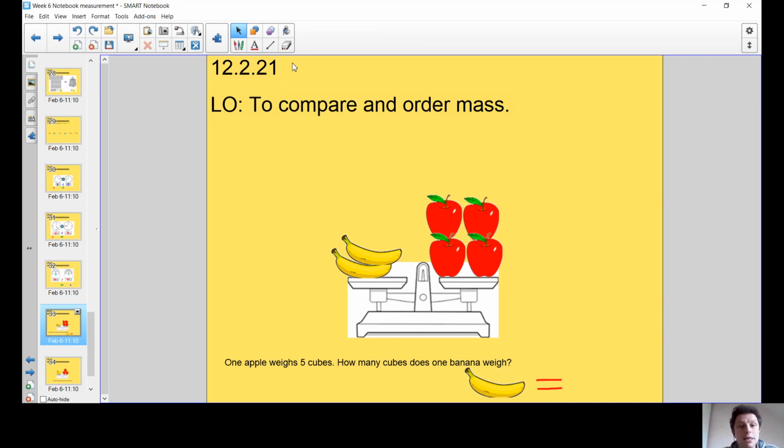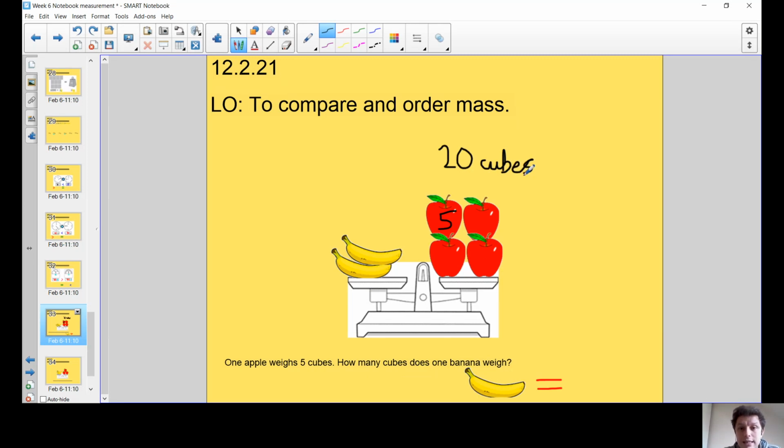So we know that 1 apple weighs 5 cubes. So if we think one of these is 5 cubes heavy, now we can figure out the weight of this side, because it's 5, 10, 15, 20. So that's 20, and then we're working in cubes. So I'm going to try and write cubes. Sorry, my writing's messy. It's because I'm using a laptop. So I've got 20 cubes on this side.